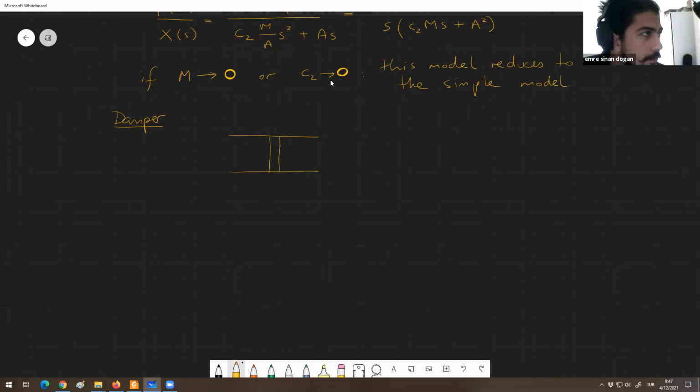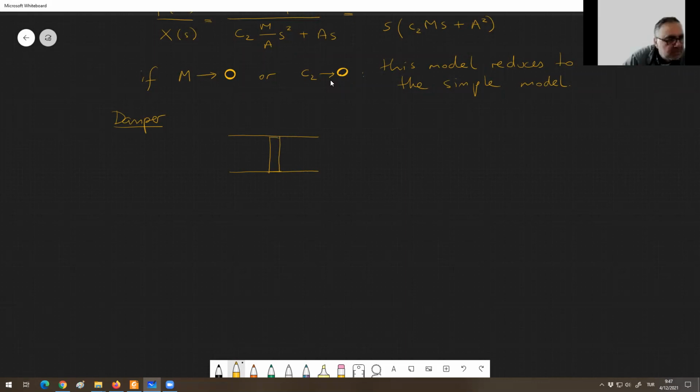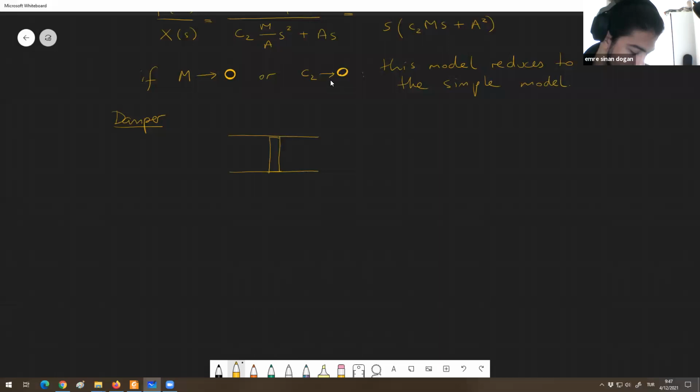Hocam, may I ask something from the previous part? Yes. While we're taking the Laplace of the differential equation, for the y double dot, don't we need to also add minus f0, minus s f0? No, that is the whole point. When you take the transfer functions, you always assume that the initial conditions are neglected, okay? In the transfer functions, we neglect the initial conditions. Okay?